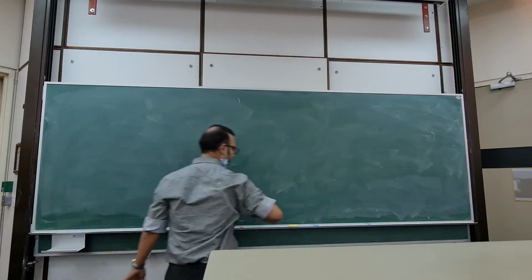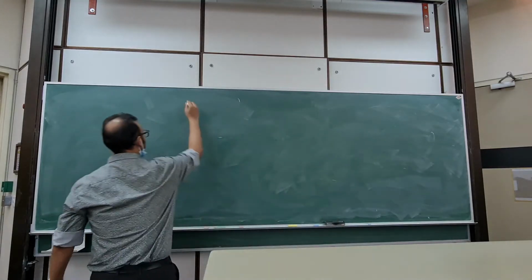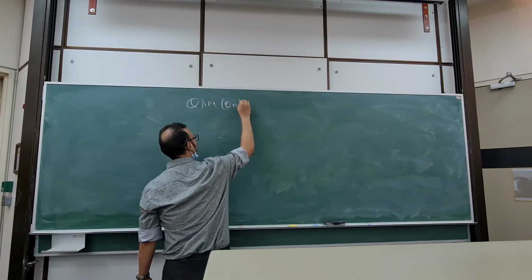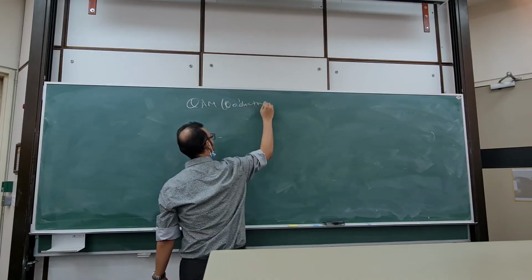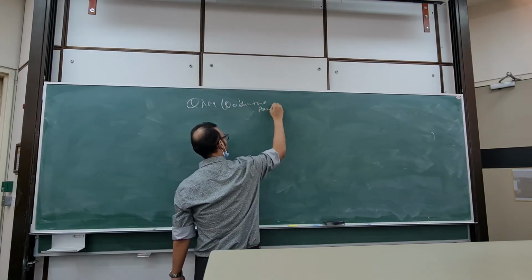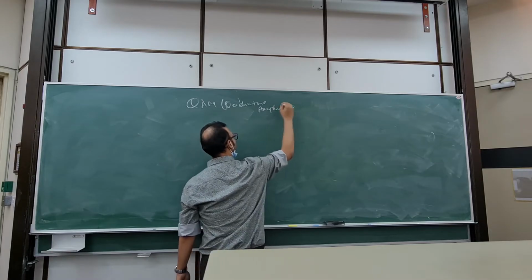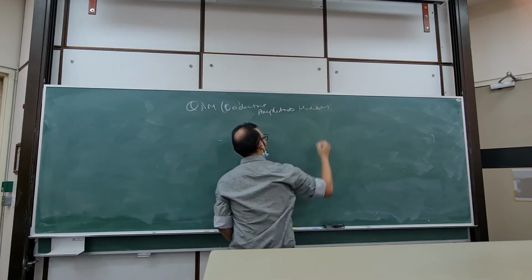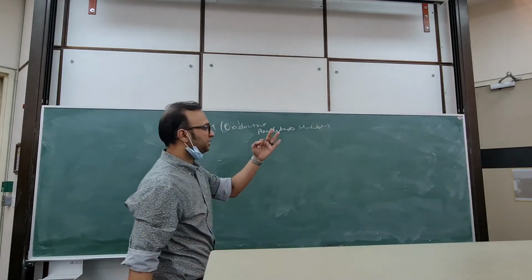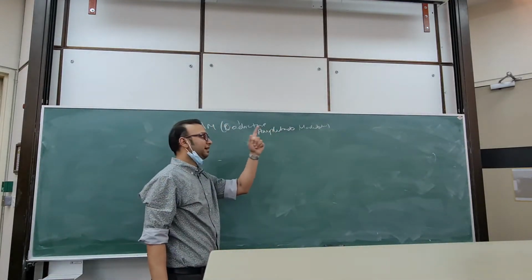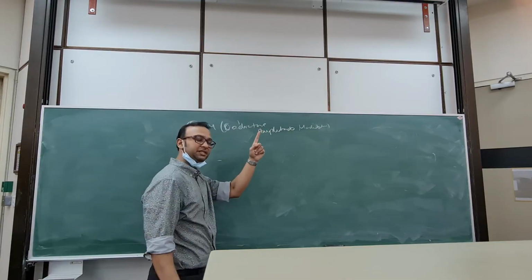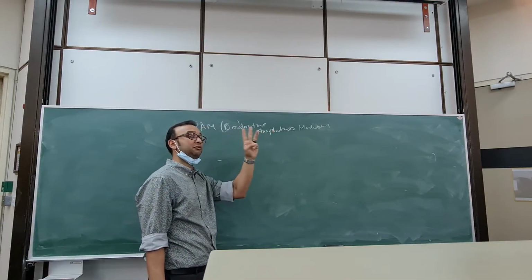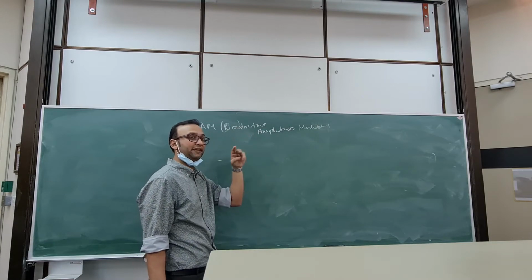Now, using the same principle, I'm going to talk about QAM, which is quadrature amplitude modulation. Now, remember there were three kinds of modulation. AM, amplitude modulation, that means amplitude is changing. Frequency modulation, that means frequency is changing. And the third one is phase modulation, where phase is changing.